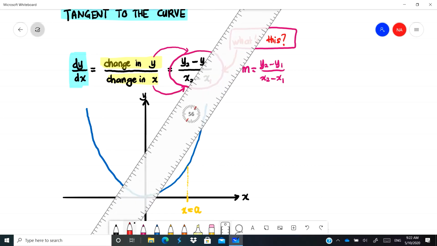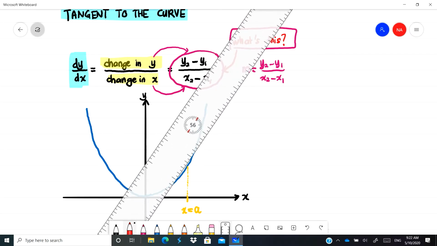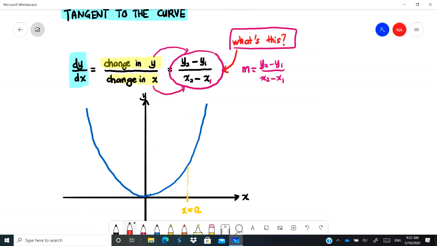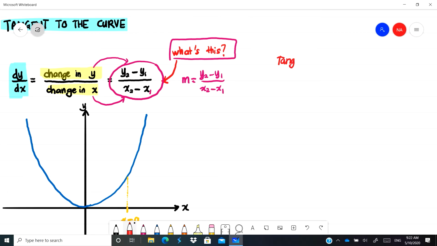If we want to see the tangent to the curve, what is the tangent to the curve? The tangent is a straight line. Bear in mind, a tangent is a straight line, but a straight line that touches the curve. It must touch the curve. It can be anywhere, but at a certain point, at the required point.